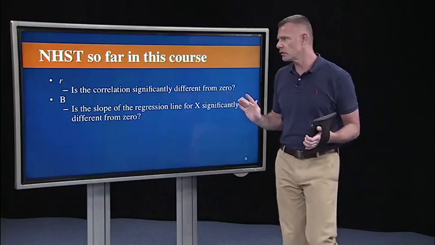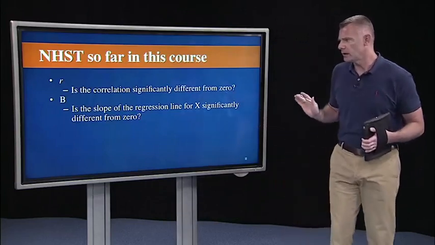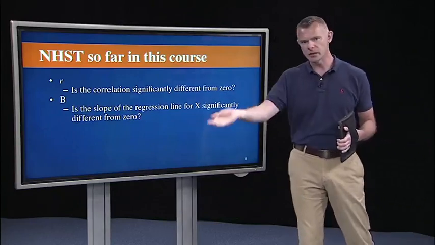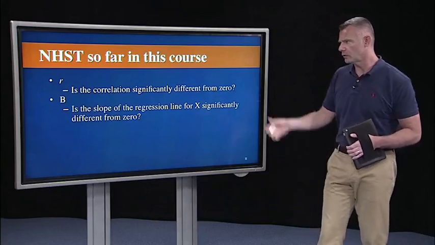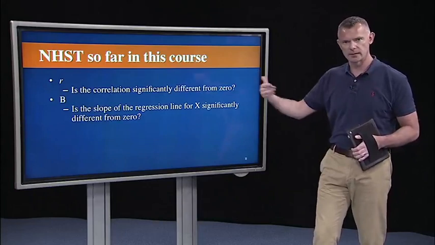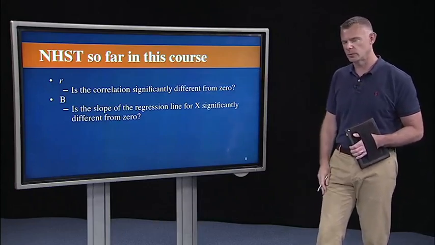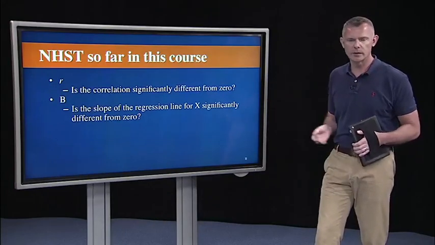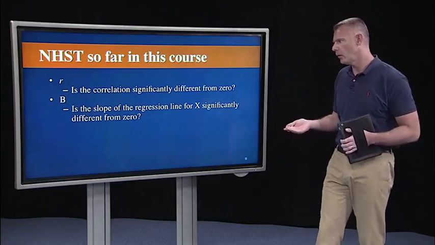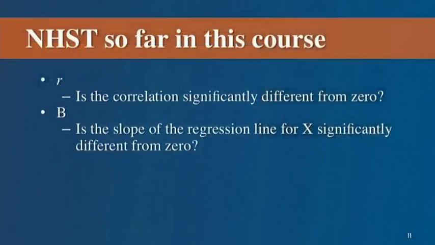So far in this course, we've only done two procedures that we can apply NHST to: correlation and regression. We're going to apply NHST to lots and lots of statistical procedures going forward. So when we do correlation analyses, we can ask, is the correlation between these two variables significantly different from zero? Again, that's that phrase statistically significant. That's where it comes from.